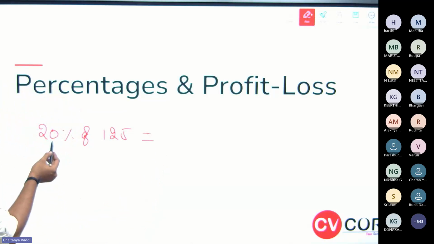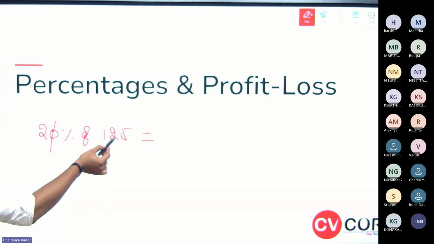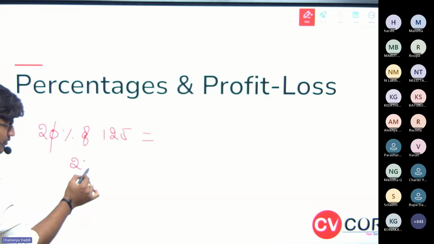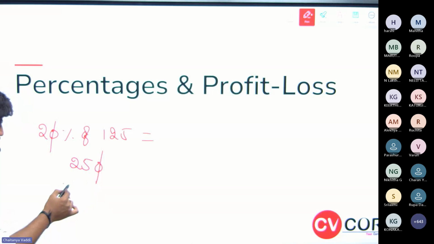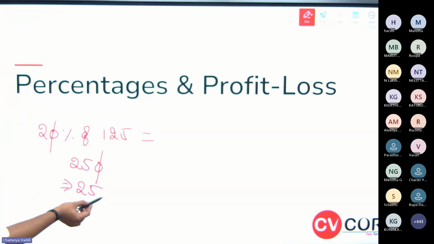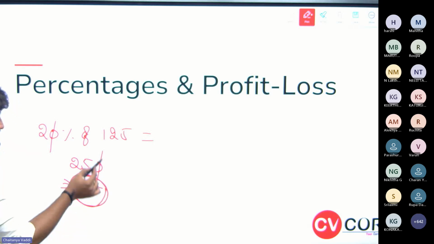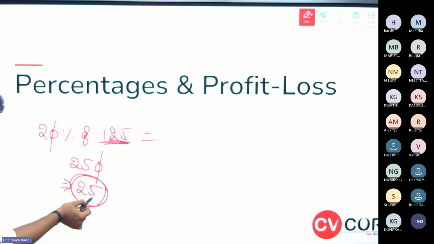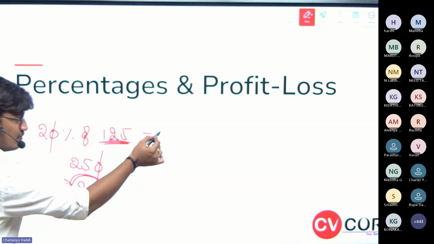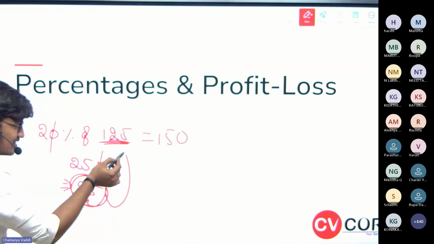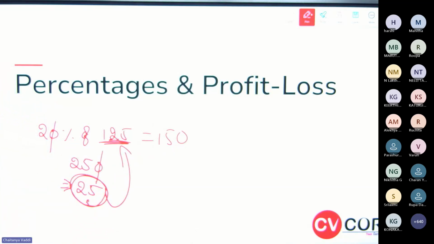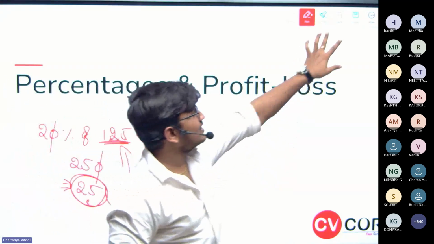Very simple. 20% of 125, right? The 0s cancel. 25 into 1, so 125 into 2, what's the value? 250. Again, one more 0 cancels, which equals 25. At the starting of the class, I explained the same logic. So here we got 25. Already the value is 125, right? If you increase 125 by 25 rupees, it will be 150, correct? That is what successive increment means. We already discussed this at the starting of the class.